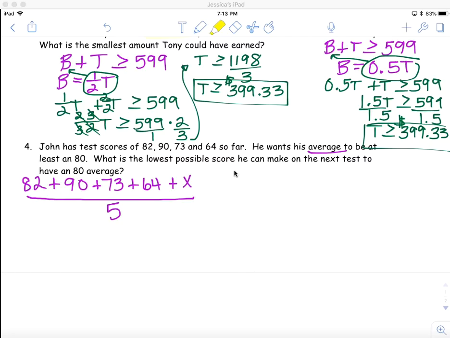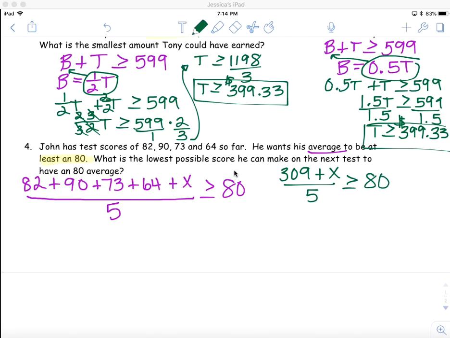Now, it says he wants at least an 80. So he wants an 80 or higher. For at least, we're going to use the inequality greater than or equal to. And now all I need to do is solve for X. So my first step in doing this is I'm going to add 82 plus 90 plus 73 plus 64. When you do that, this becomes 309 plus X all over 5 is greater than or equal to 80.